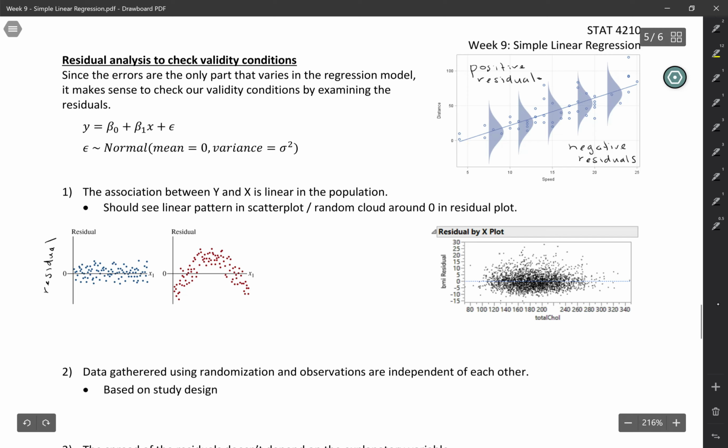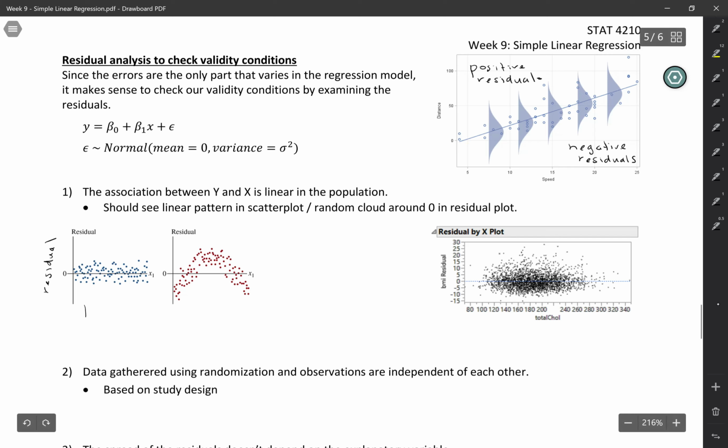What you can imagine is that you took your regression line and pulled it down so that the regression line was flat, right? All the points above it are positive residuals, so they would be above 0 in the residual plot. All the points below it would be negative residuals in the residual plot. So we're just pulling this down to make it easier to see the residuals. What we want to see in a residual plot is a nice random cloud of points around 0.